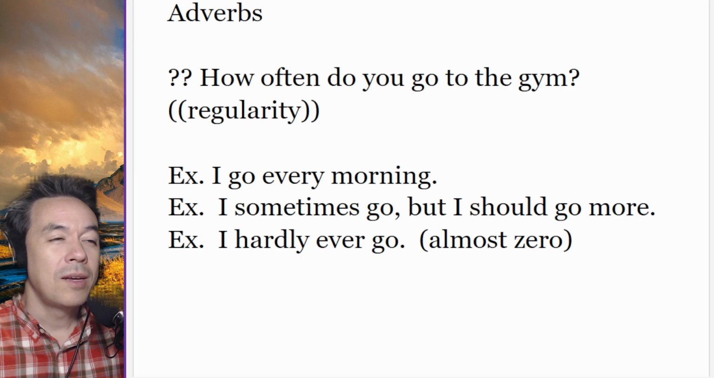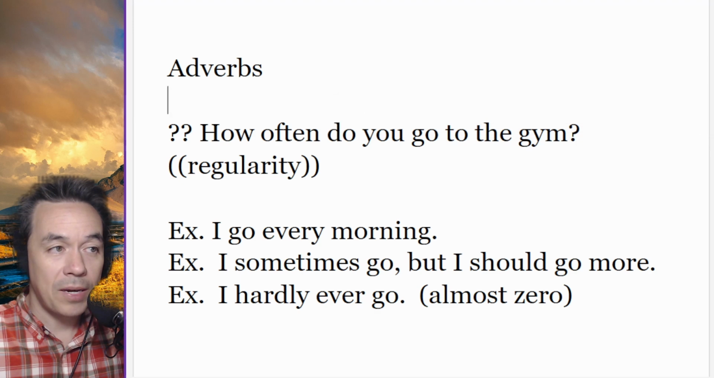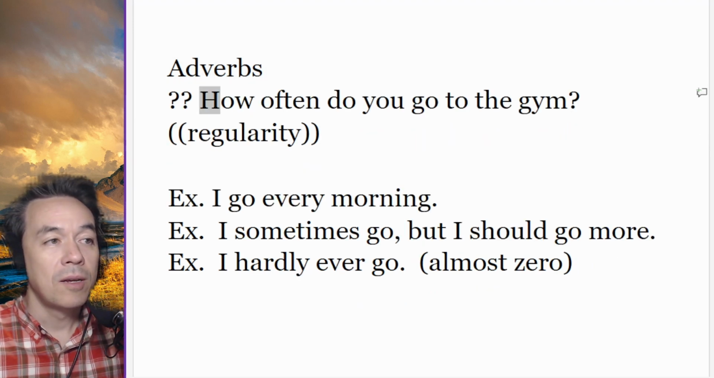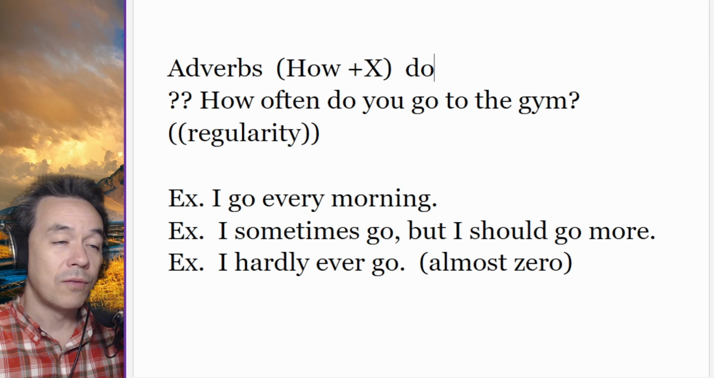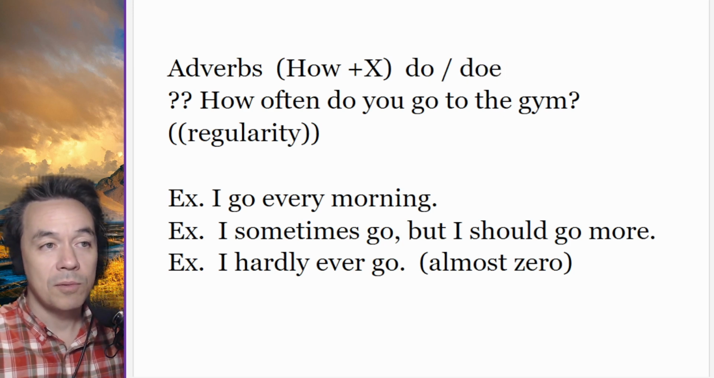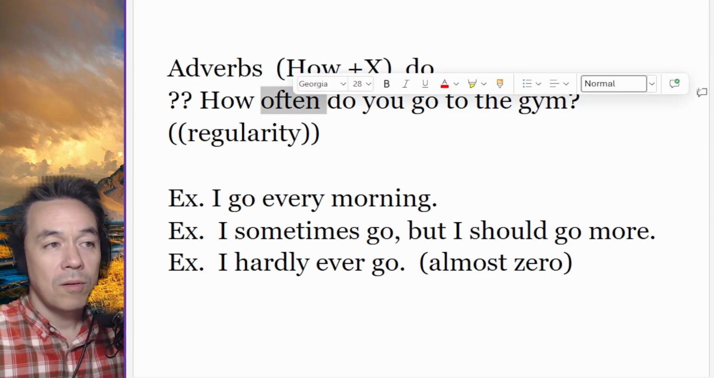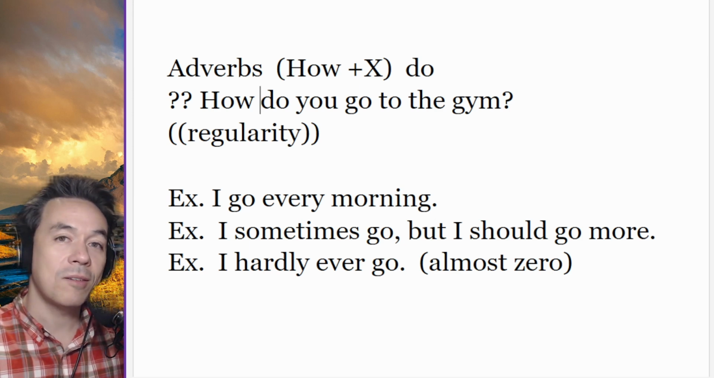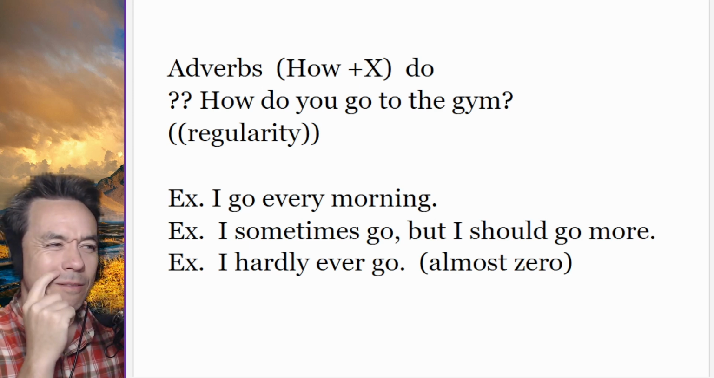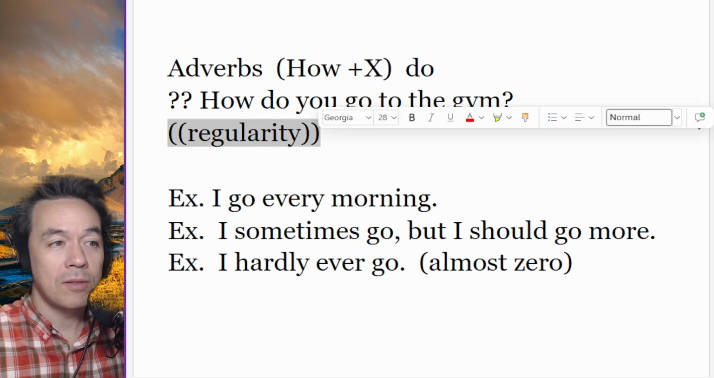So how often do you go? Now it gets more tricky because the "do" is back. With adverbs you've got how plus X, and then you've got "do," how often do you, or it could be "does," but we'll say it's just "do." If you take this out, how do you go to the gym? So now that's where you have to listen. You have to understand which "how" it is: how do, or how adverb do.